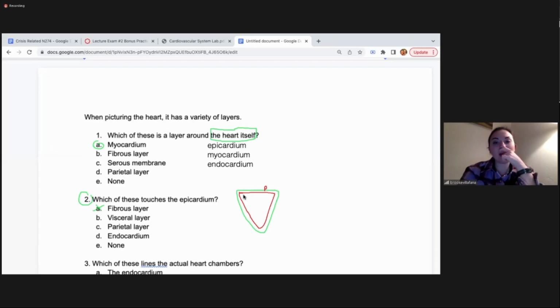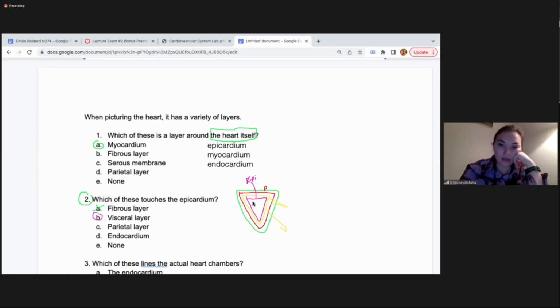And remember that between the parietal and the visceral, what do we have? We have that serous space with the serous fluid, and those two together are the serous membrane, right? And then the next thing we have is the epicardium, and the epicardium sticks very closely to the visceral layer. So this is the epicardium. Okay, so that's the answer here. That's the layer that sticks the closest.